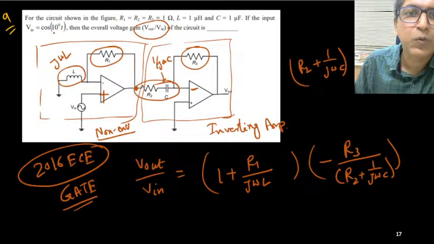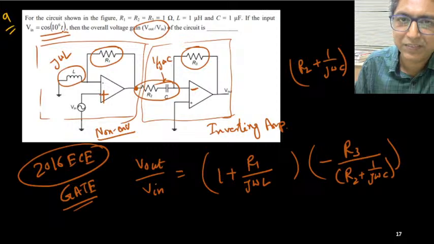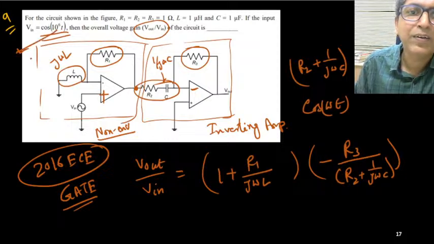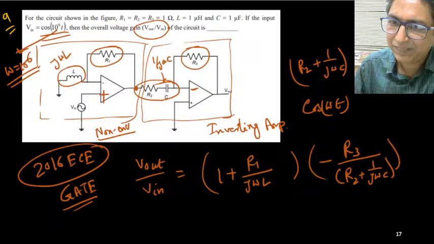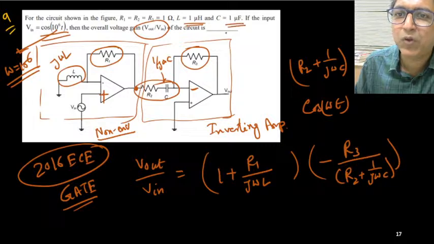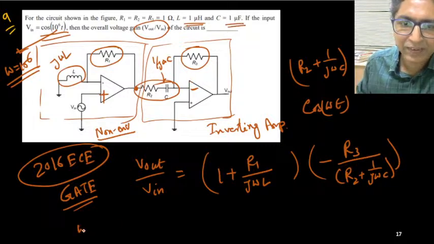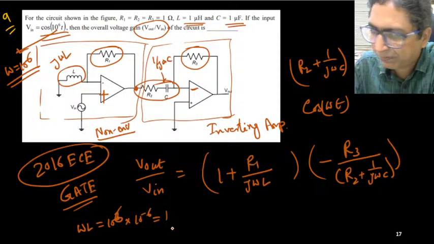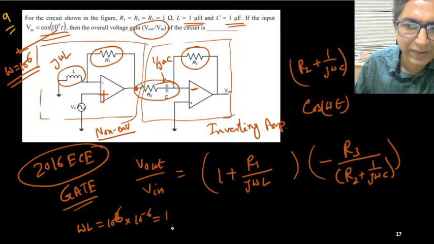So what is the input? Input signal is given here, cos 10 to the power 6 t. So it's cos omega t. So what is the omega? Omega equals 10 to the power 6 radian per second. Okay. So L is given 1 microhenry, C is given 1 microfarad. So what is omega L and omega C? Omega L equals 10 to the power 6 times 10 to the power minus 6. It will cancel, it is 1. Okay, so omega L equals 1.